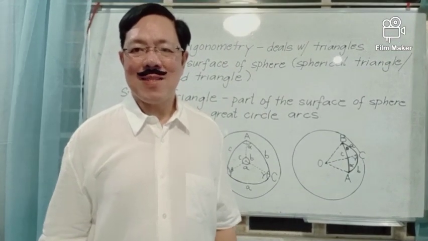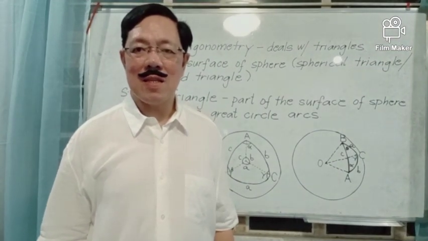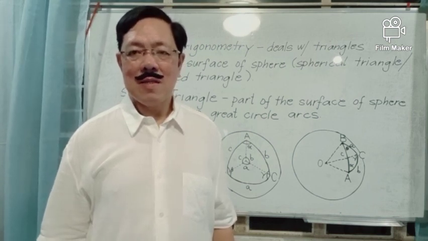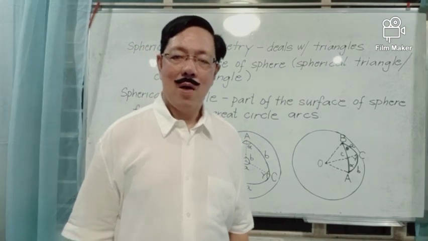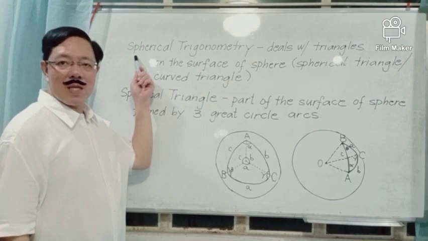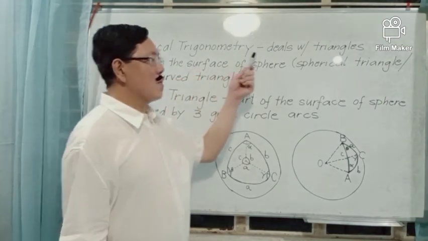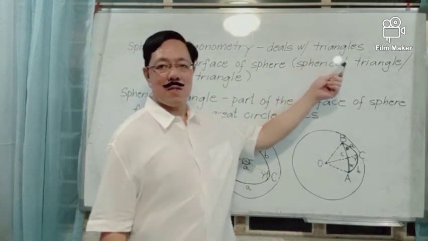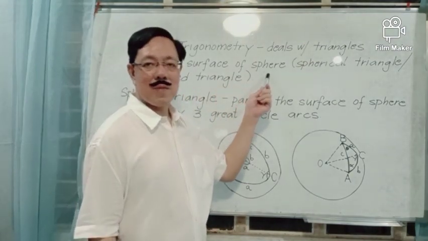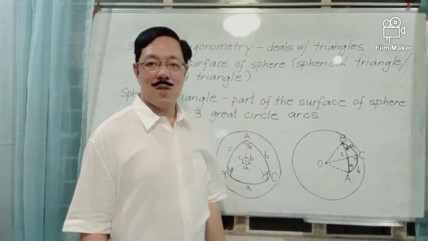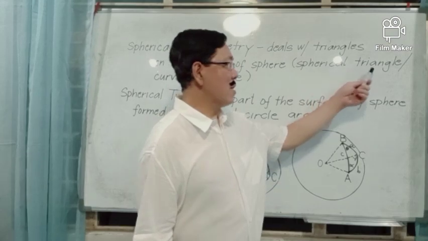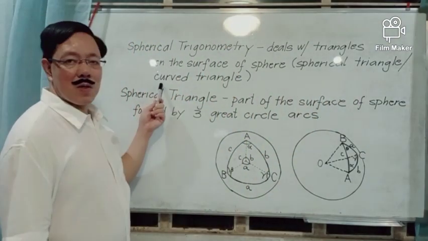Again, in plane trigonometry, we study triangles and measurements of triangles that can be drawn in a plane or in the Cartesian plane. In spherical trigonometry, we deal with triangles on the surface of a sphere. That's why these triangles on the surface of a sphere are known as spherical triangles or curved triangles.